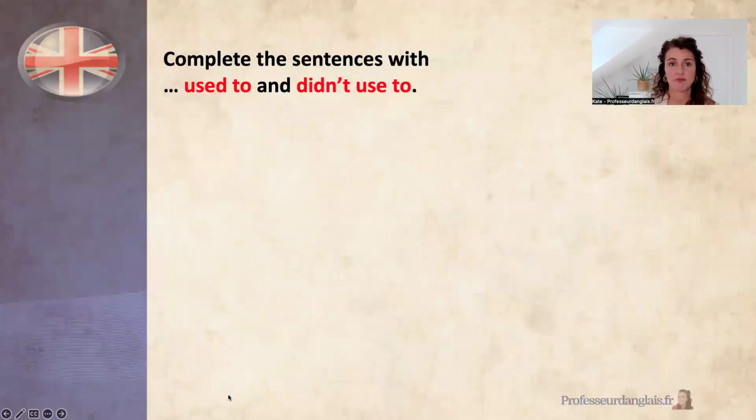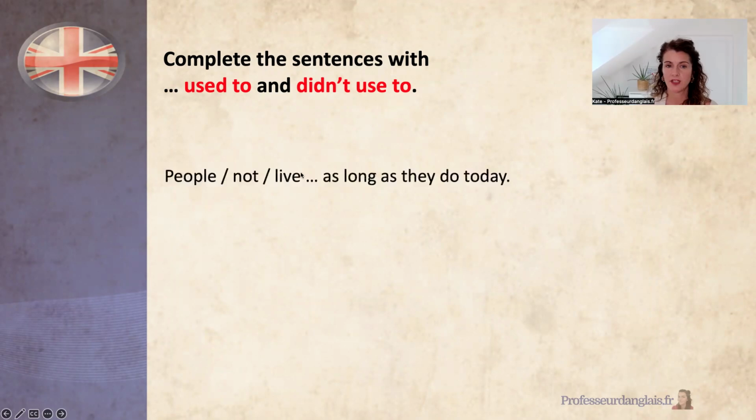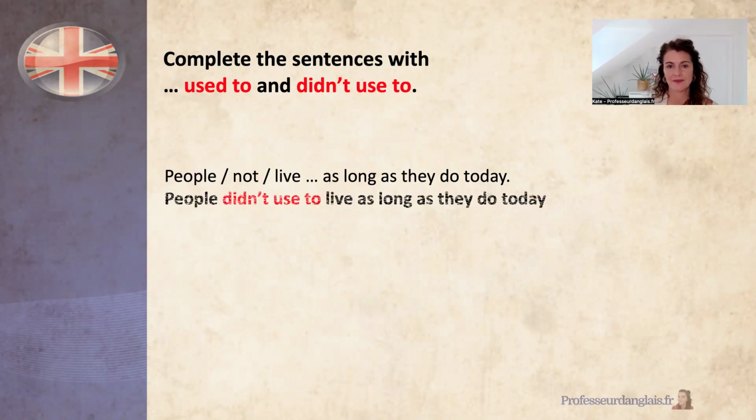Now it's your turn. I want you to complete the sentences with used to and didn't used to. So first we have: people not live as long as they do today. People didn't used to live as long as they do today.